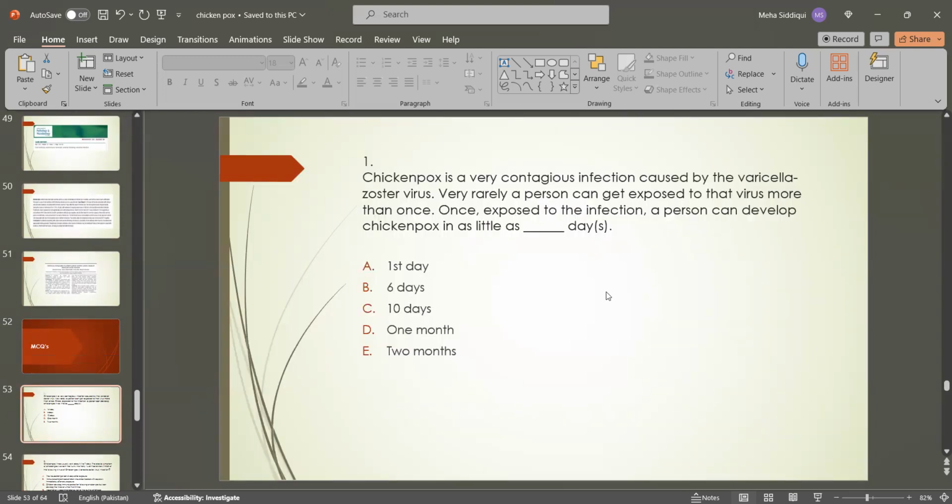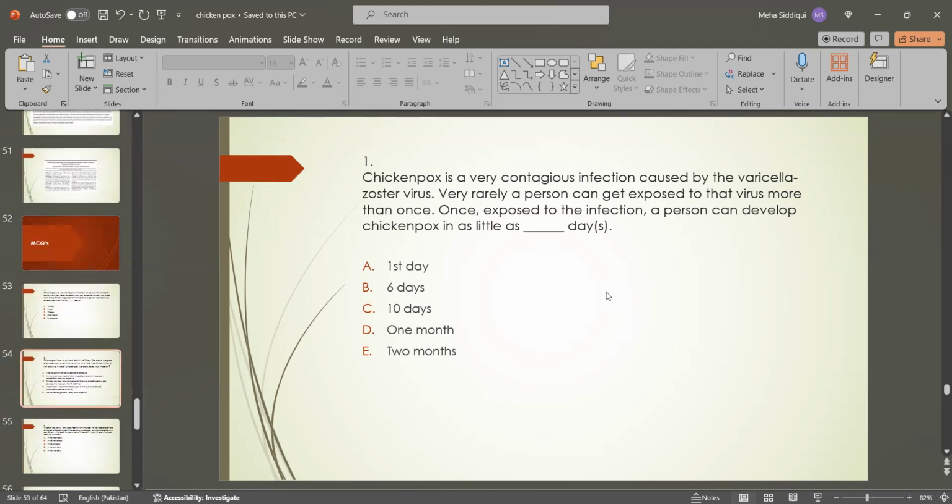MCQ number one, chickenpox is a very contagious infection caused by varicella zoster virus. Very rarely a person can get exposed to that virus more than once. Once exposed to the infection, a person can develop chickenpox in as little as dash days. First day, 6 days, 10 days, 1 month, 2 months. C is the right option, that is 10 days.